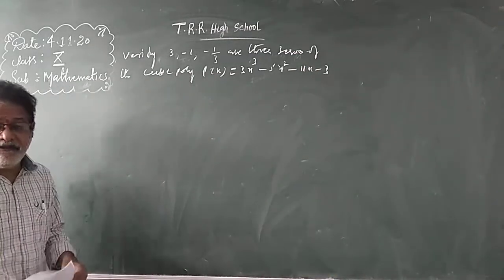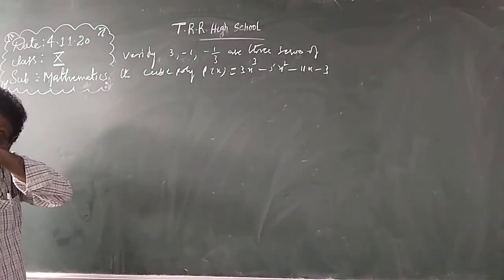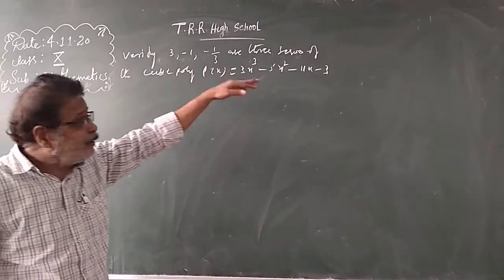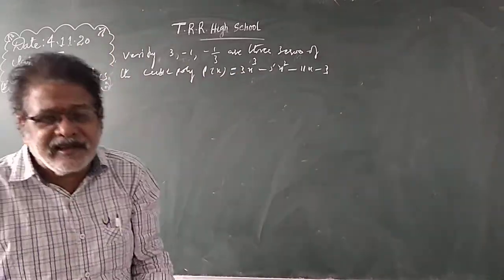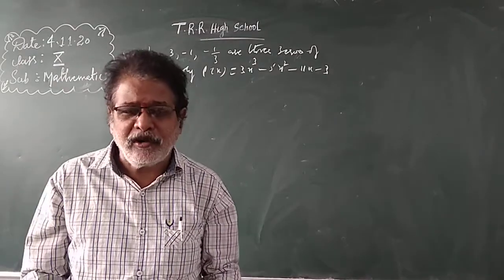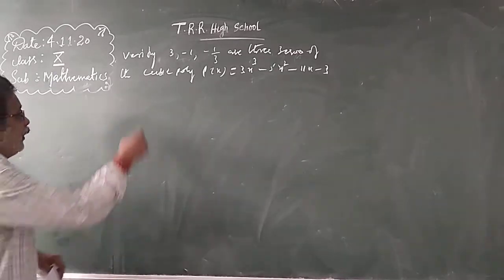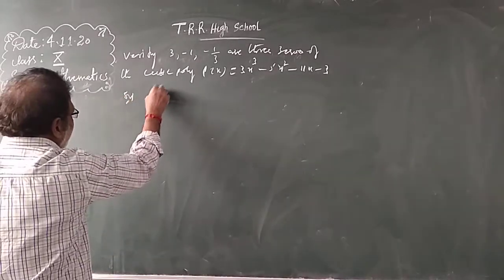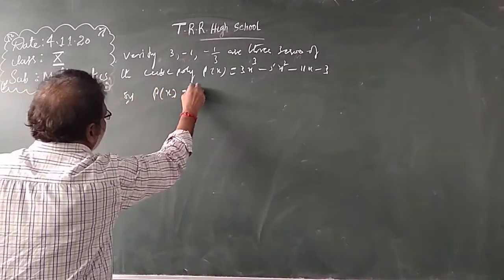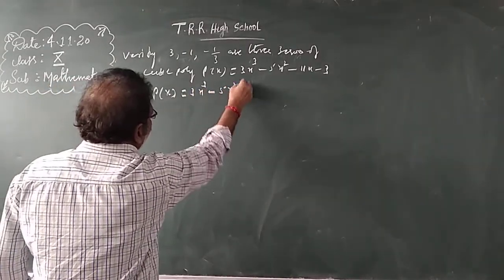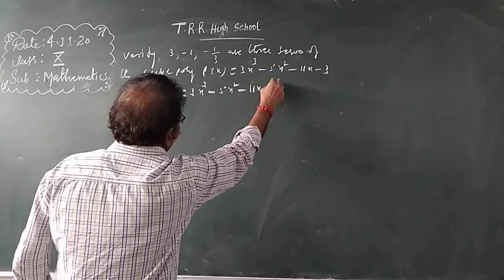We have to verify whether they are zeros or not. How can you verify that these are the zeros? When you substitute these one by one in the polynomial, you must get the result 0. Then only do you accept them as zeros. So let us verify one by one. The given polynomial is p of x equals 3x cube minus 5x square minus 11x minus 3.